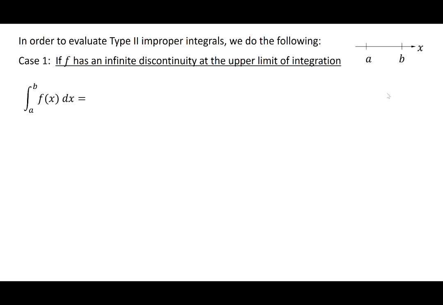So what does staying slightly to the left of b mean? In limit terms, we will let x approach b minus. So we will replace the b with b minus in this context, because at b itself there is an issue. We will evaluate this as a limit as t approaches b minus, using a dummy variable t. I cannot say limit as x approaches b minus of the integral from a to x of f of x dx. That is wrong.